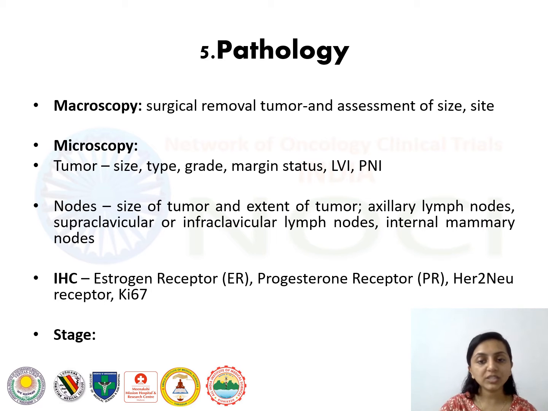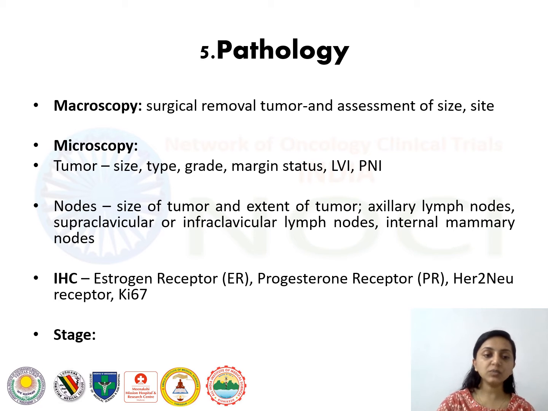Then lymphovascular invasion and perineural invasion status is also reported. That is, whether the tumor cells have invaded the lymphatic cells or the blood vessels is reported. And also the number of nodes that have been removed or the number of nodes which show the presence of tumor is also recorded. And the common nodes, like we discussed before, are the axillary lymph nodes, the supraclavicular or infraclavicular lymph nodes, and internal mammary nodes.